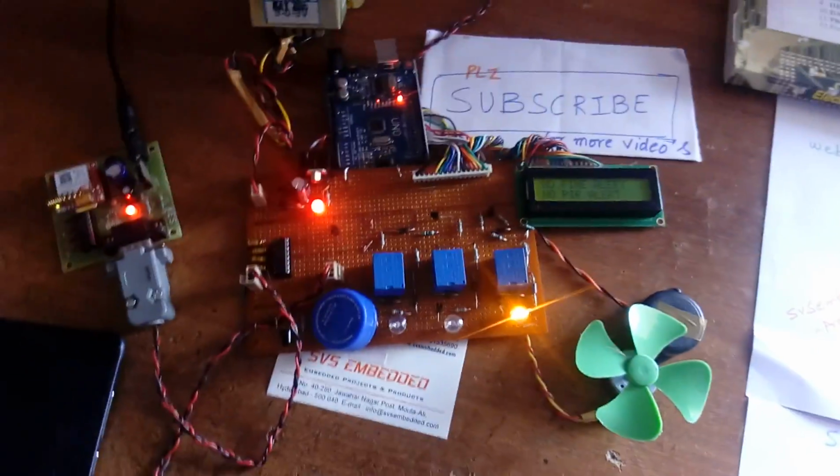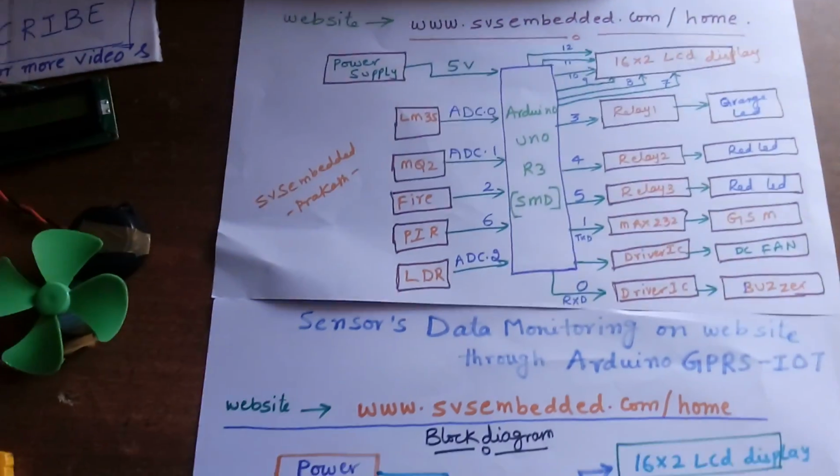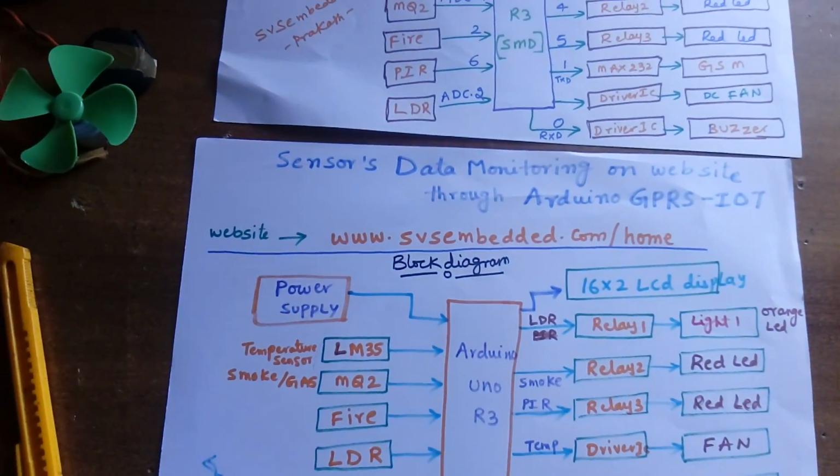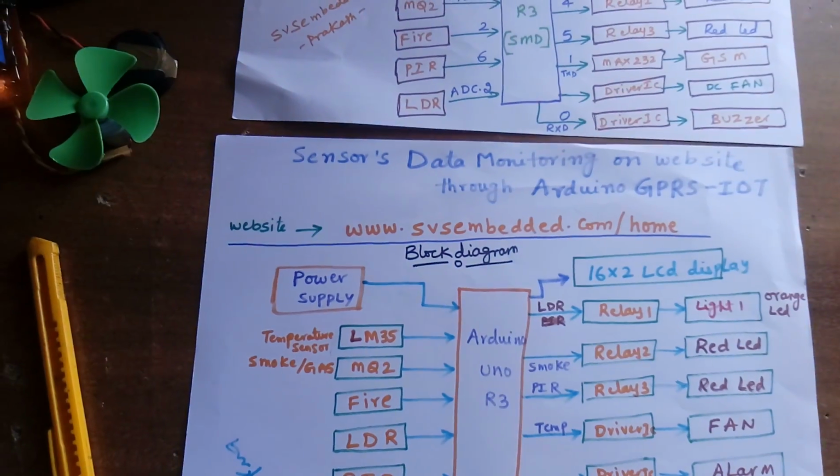So this is sensors data monitoring on Arduino GPRS IoT.